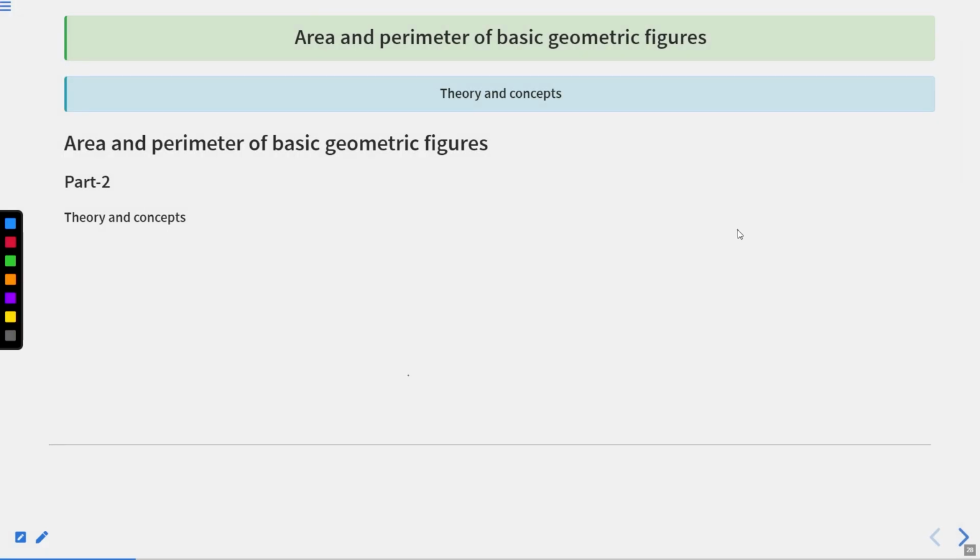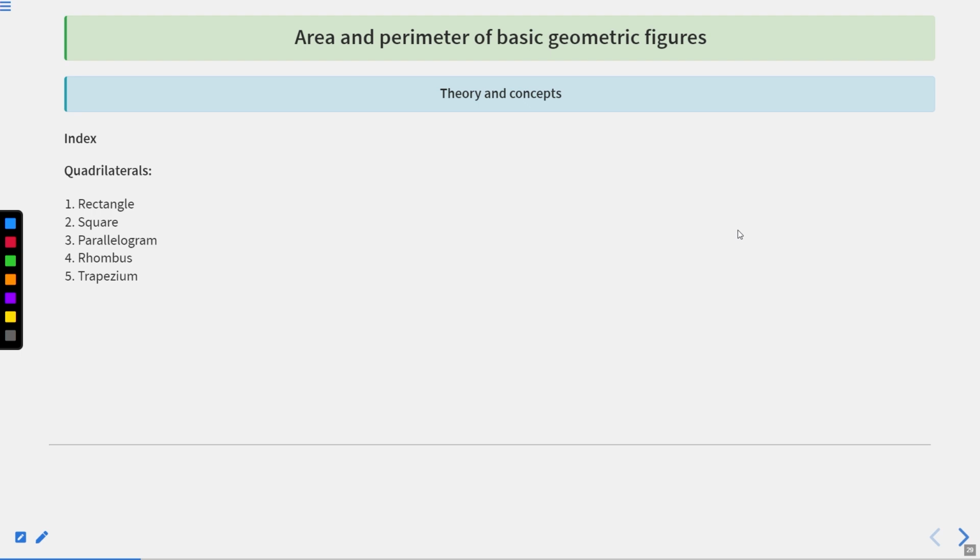Hello viewers, welcome to the lecture series of SSC Quantitative Aptitude, and in this lecture we are going to discuss area and perimeter of basic geometric figures. In this lecture you will study about quadrilaterals like a rectangle, square, parallelogram, rhombus and trapezium. So these are the 5 types of quadrilaterals we are mainly going to discuss in this lecture.